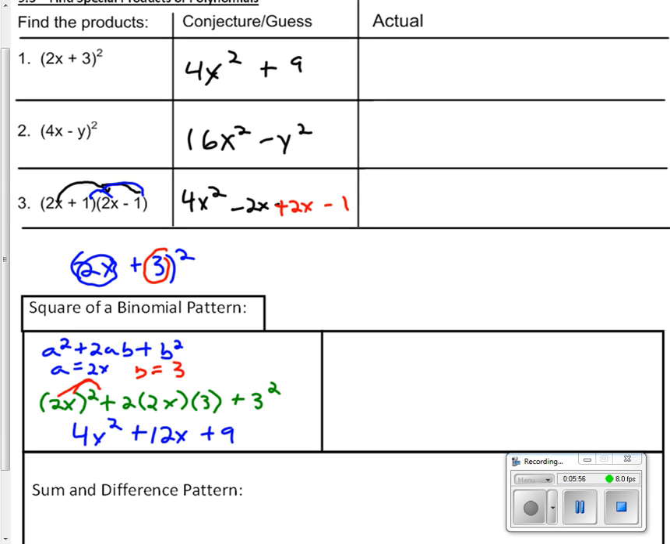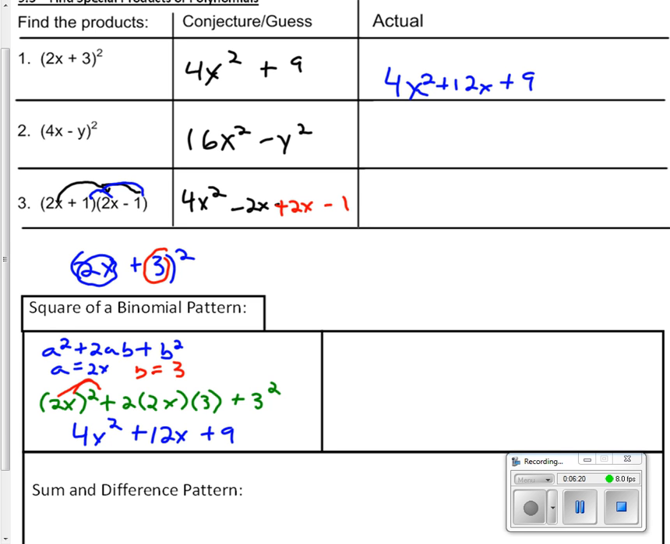So if I look at my guess, I had 4x squared plus 9, when actually I should get 4x squared, and then we have to add plus 12x, because that middle term did come up as we went through, and then plus 9 on the end. So if I just bring that squared in, I'm actually forgetting that whole middle term, so you can't do that.